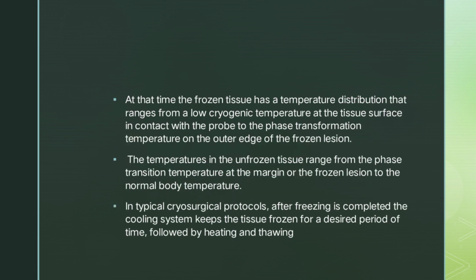remove. At that time, the frozen tissue has a temperature distribution that ranges from a low cryogenic temperature at the tissue surface in contact with the probe to the phase transformation temperature on the outer edge of the frozen layer. The temperature in the unfrozen tissues ranges from the phase transition temperature at the margin of the frozen regions to the normal body temperature. In typical cryosurgical protocols, after freezing is completed, the cooling system keeps the tissues frozen for a desired period of time, followed by heating and thawing.